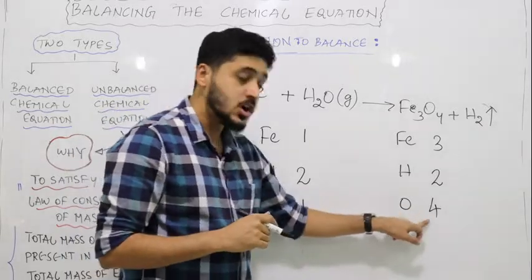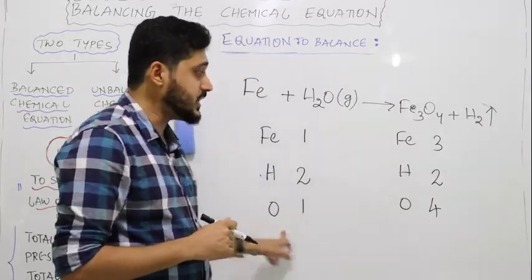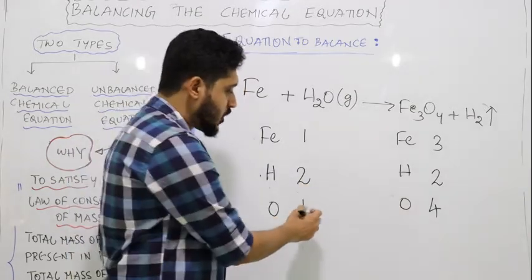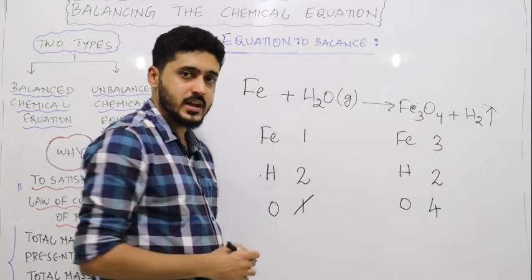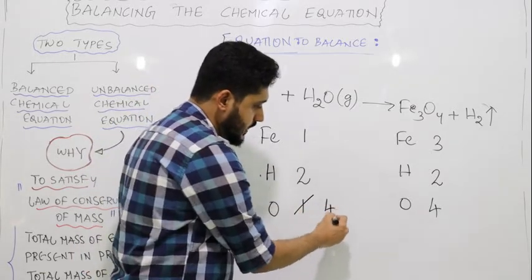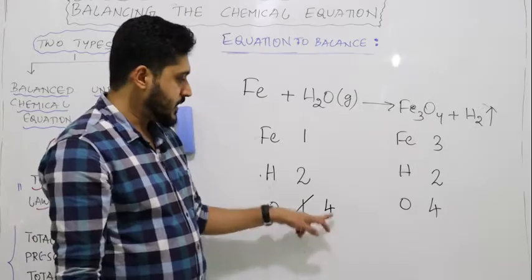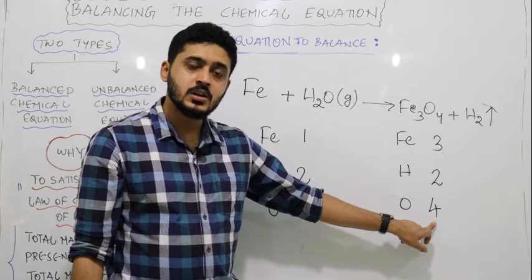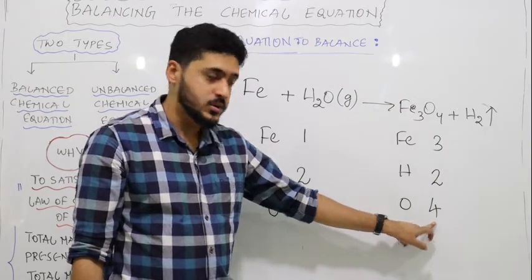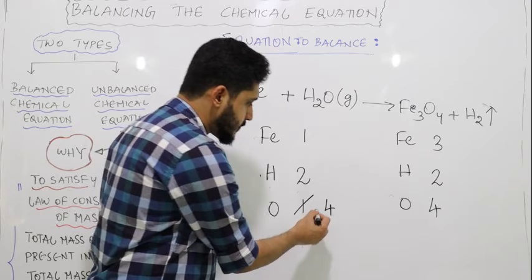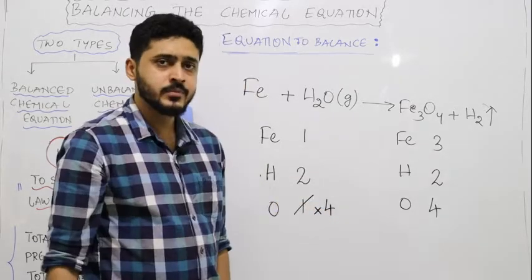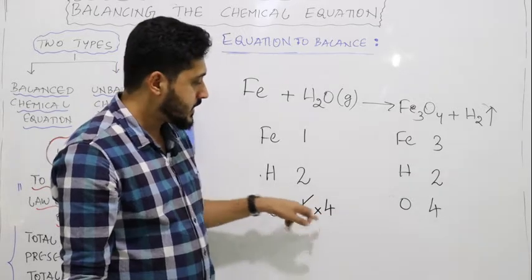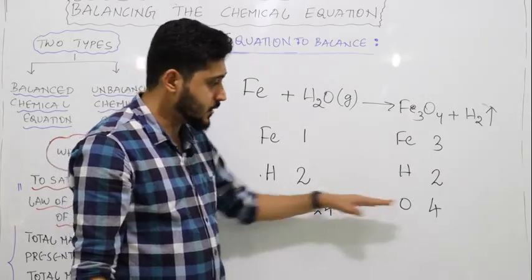So try to make oxygen in the reactant equal to the atoms present in the product. So here there is 4. So what do you have to do? You have to make this 1 as 4. Now when you make this 4, oxygen here also 4. So do the atoms become equal? That means you have to multiply that oxygen with the number 4. When you multiply that oxygen atom with 4, the atoms in the reactant will be equal to the oxygen atoms in the product.